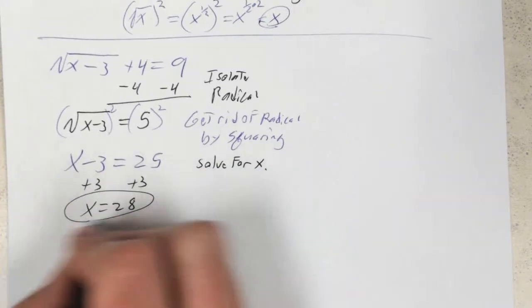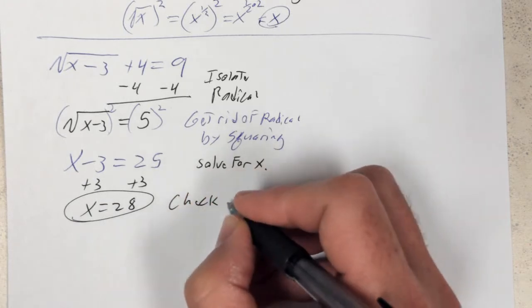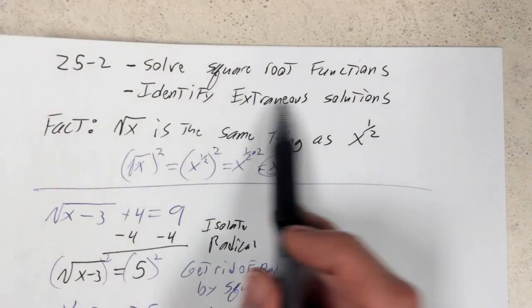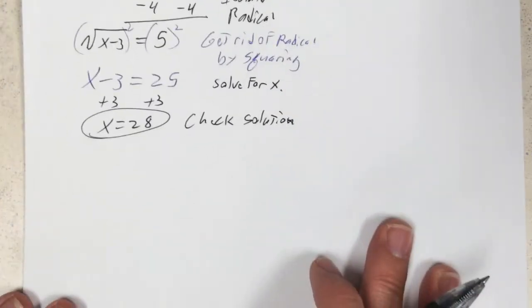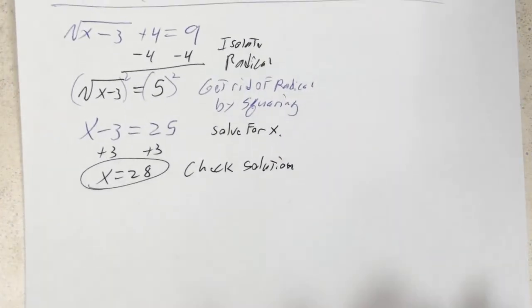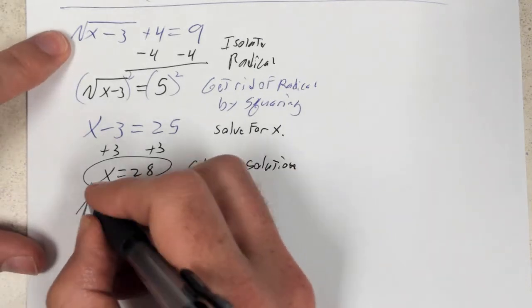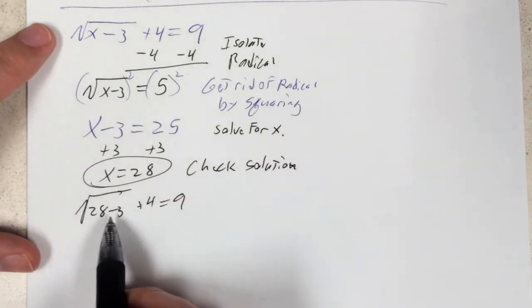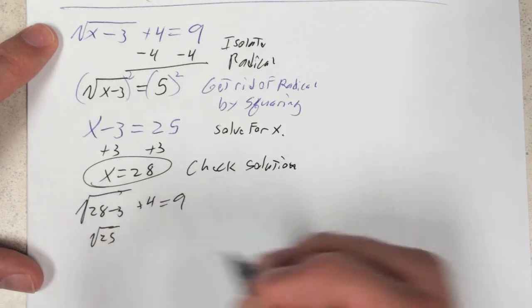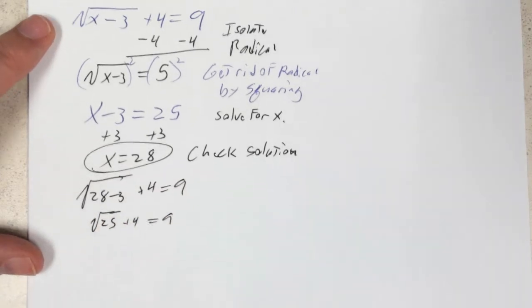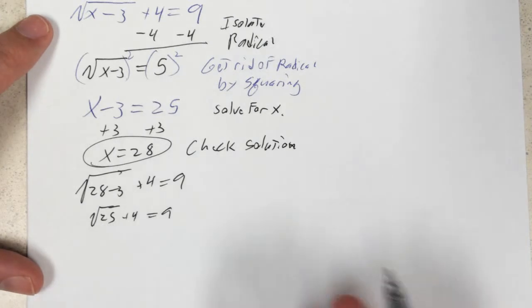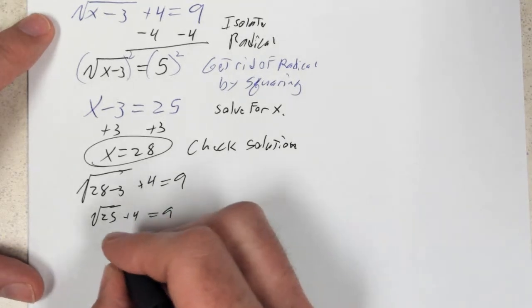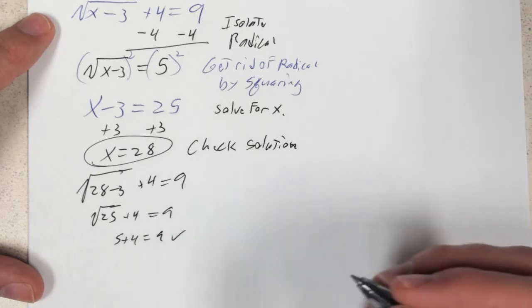Once we get this, we want to check the solution, because you can already tell we're going to have extraneous solutions. Those are solutions that mathematically work out but then don't actually work when we plug them in. So the square root of 28 minus 3 plus 4 is equal to 9. Well, 28 minus 3 is the square root of 25 plus 4 equals 9. Square root of 25 we could say is 5. We're going to ignore negative 5. We're going to say positive 5 plus 4 is 9. 5 plus 4 is equal to 9. And that is true. So it works.